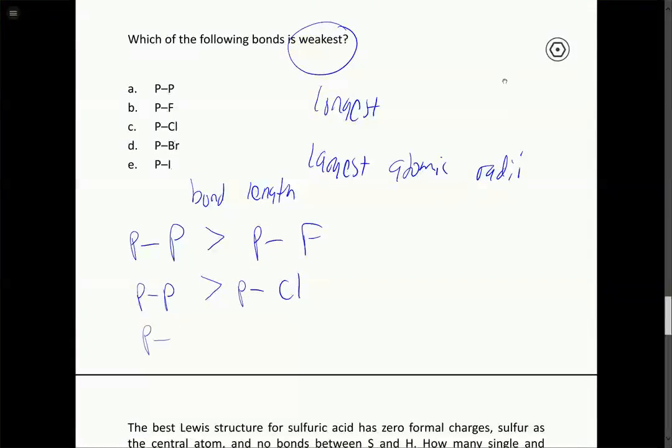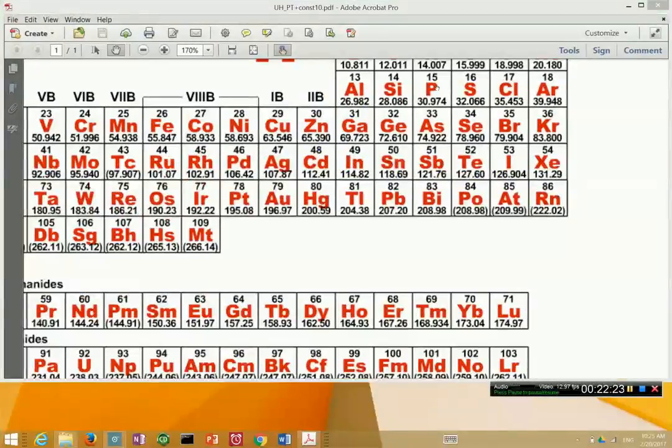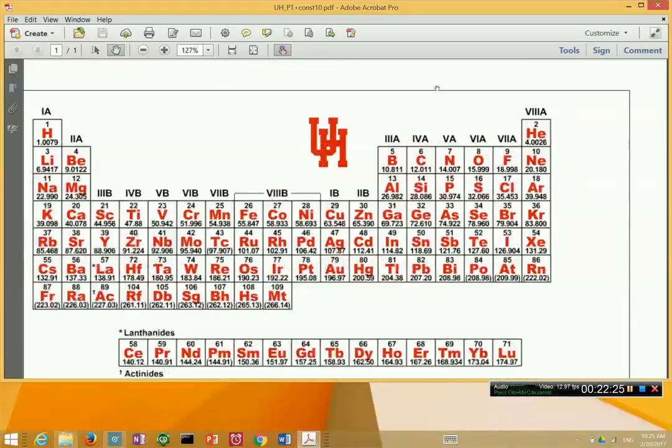If we compare that P-P bond to P-Br, though, phosphorus is here and bromine is here. Now this is a little bit of an ambiguous comparison because we're going down, which we expect the atomic radius to increase, but we're also going to the right, which we expect the atomic radius to decrease. Now one thing we should be aware of is that going down in the periodic table is a much larger impact on the radius than going left to right, especially when you have atoms that are clustered fairly close together like we are here in the nonmetals.